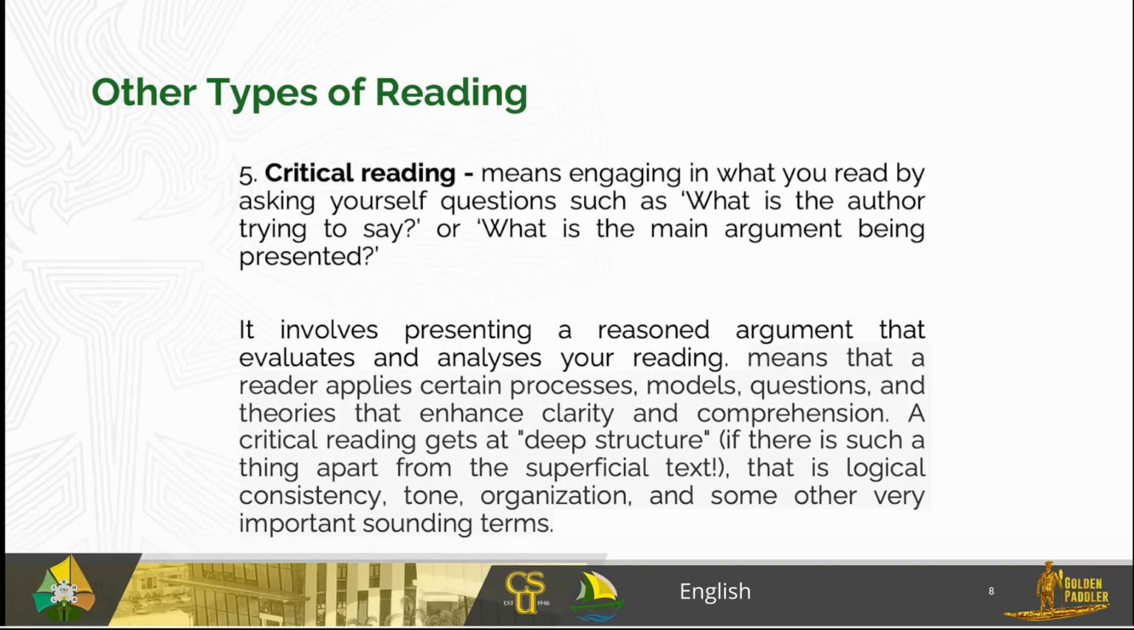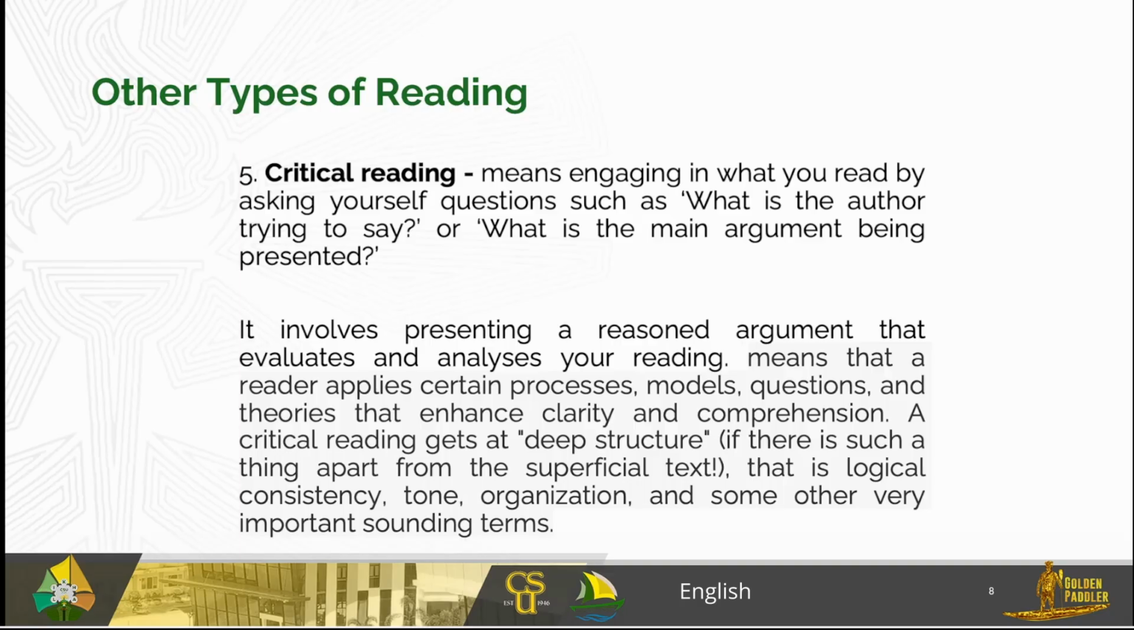Lastly, critical reading. Critical reading means engaging in what you read by asking yourself questions such as, what is the author trying to say? Or what is the main argument being presented? It involves presenting a reasoned argument that evaluates and analyzes your reading. It means that a reader applies certain processes, models, questions, and theories that enhance clarity and comprehension.